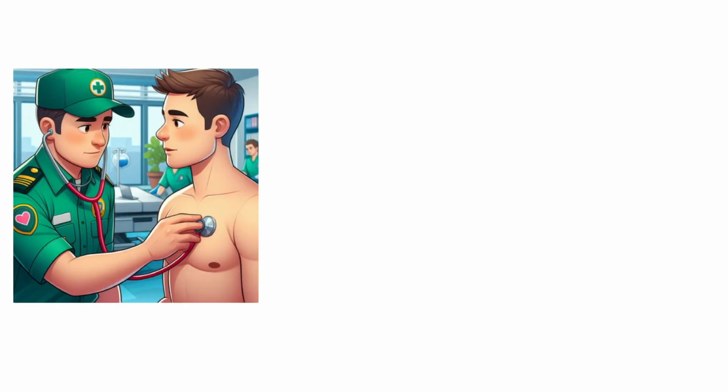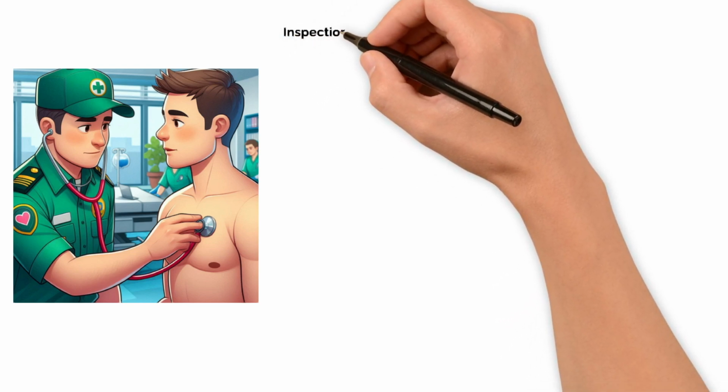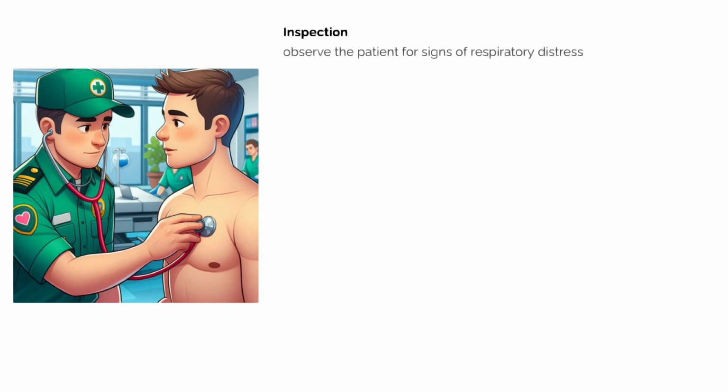Once you've completed the primary survey and gathered a focused history, it's time to perform a focused physical respiratory examination. The respiratory physical exam involves inspection, palpation, percussion, and auscultation. First, observe the patient for signs of respiratory distress. Look for the use of accessory muscles, cyanosis, and abnormal breathing patterns such as rapid, shallow breaths or laboured breathing.